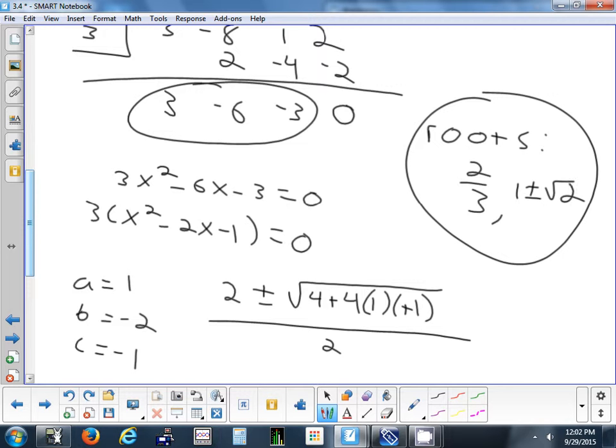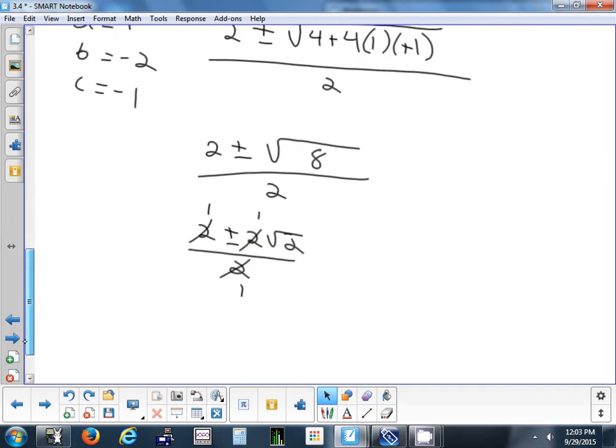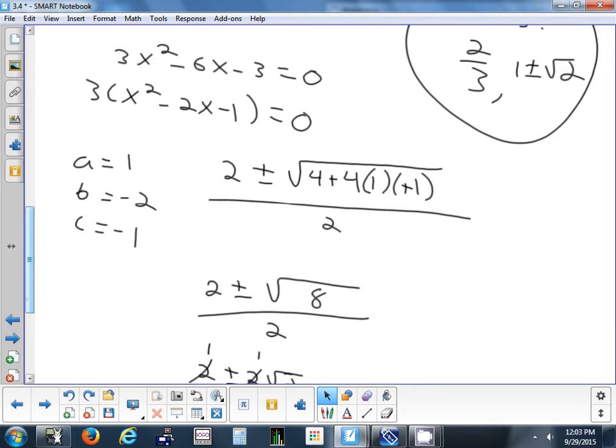So this one should cross the x-axis 3 times. And anybody who graphed it, did it cross 3 times? Yep. It'll cross here, 1 plus the square root of 2 and 1 minus the square root of 2. All right, so that's how you find roots using synthetic division.